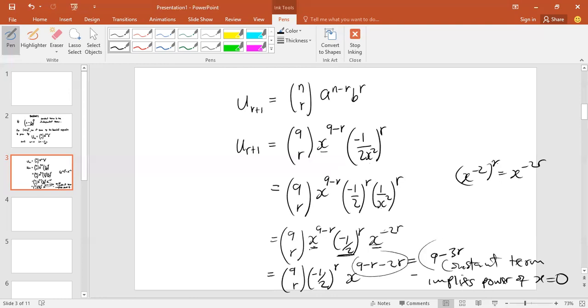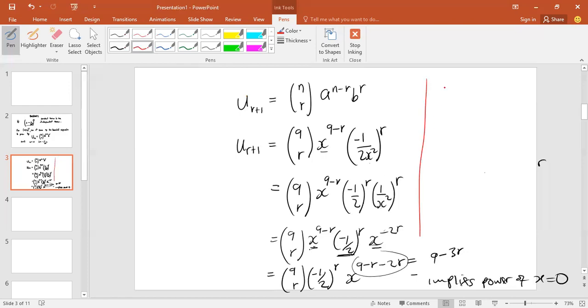So we are saying this power, we will equate it to 0 so that we can get the value of r. That's the way it is. So we'll get that. So we want to use the other page. We'll just get 9 minus 3r and equate to 0.